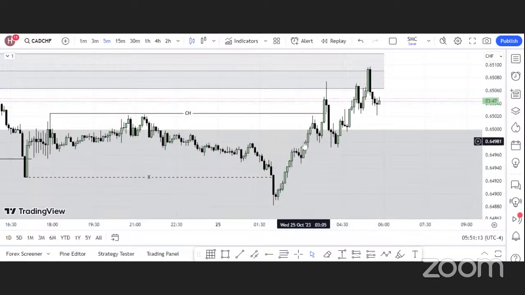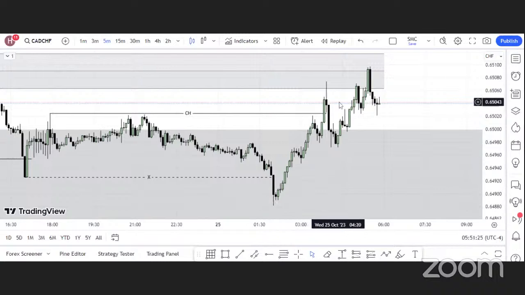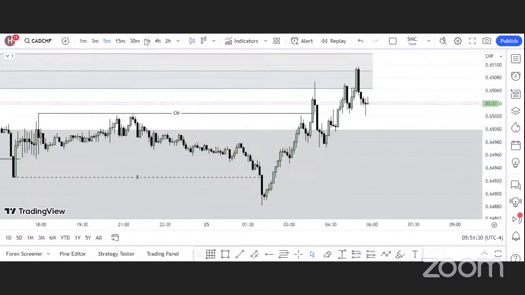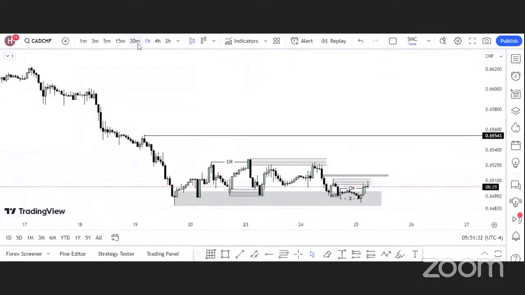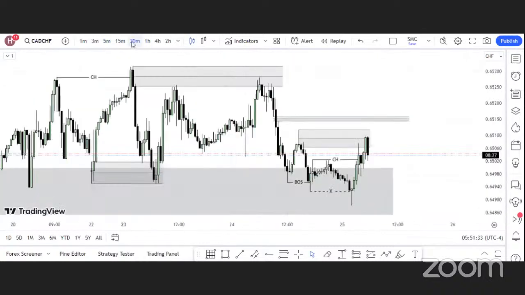So we have this gap here, and the market mitigated the gap, right? The market came back, mitigated this gap, mitigated the other block that created the gap, and then the market continued to trade to the upside, right? So now I strongly believe that the market would come down, right?